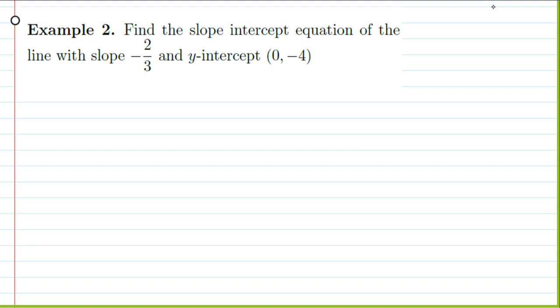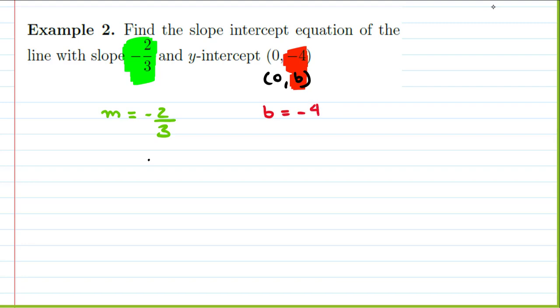So once again, this is really the same problem that we've been doing. If our slope is -2/3, we know m is -2/3. And we're given our y-intercept, (0, b), so that would imply that our b value this time is going to be -4. So this would be exactly the same problem we just did. y would equal -2/3 x plus a -4, so minus 4. So if we know the slope and the intercept of a line, we then know exactly what that equation is going to be.